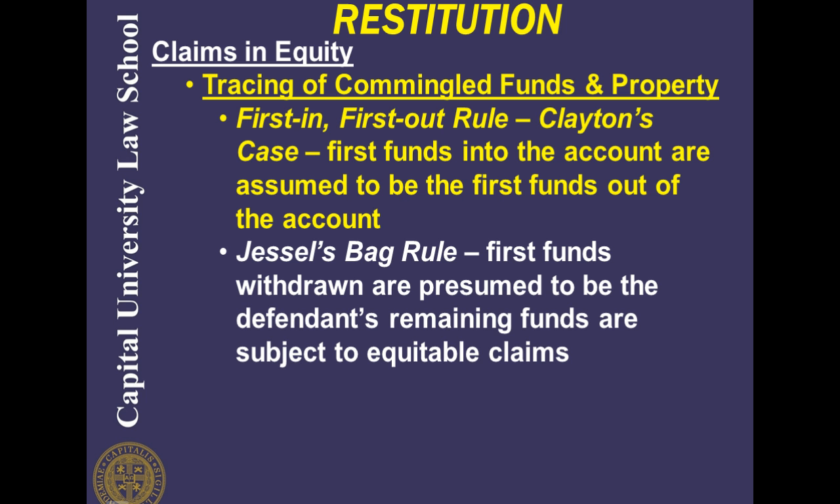This rule states that the first funds withdrawn from the account are presumed to be the defendant's, regardless of whose funds went into the account first, and the remaining funds are subject to equitable claims. So again, in our instance where the defendant had 50 grand in the account, embezzled or converted 25,000, placed that into the account, now withdrew funds and bought the diamonds, those diamonds would be the defendant's, because the first funds out would still be presumed to be the defendant's money.